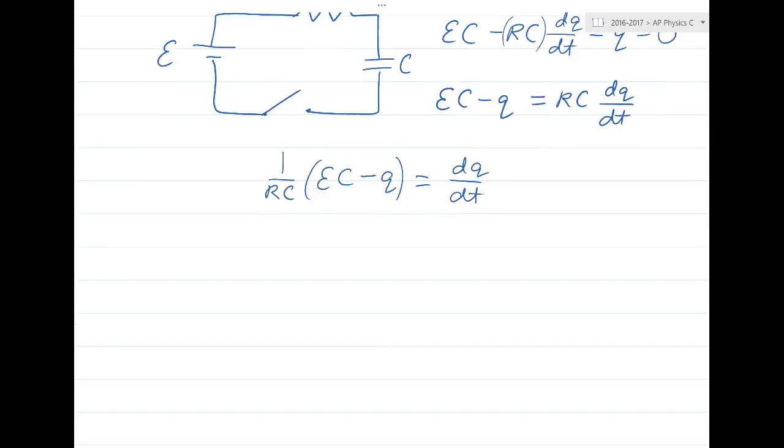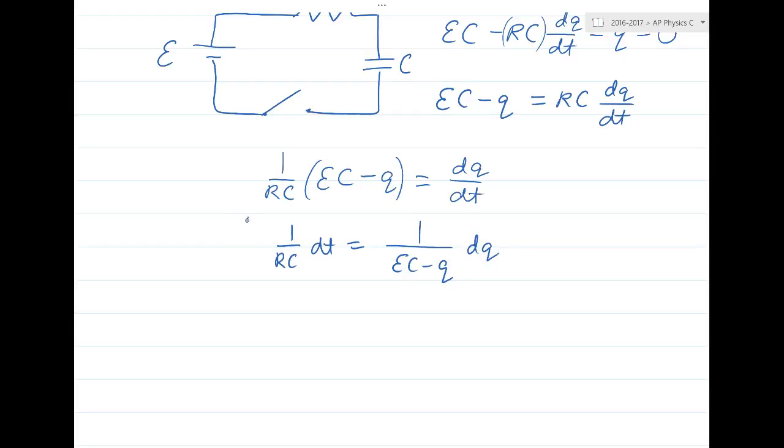Okay, now this is our differential equation. And we want to separate the dq and the dt so that we can integrate each side. So basically we're going to have 1 over RC dt is equal to 1 over EC minus Q dq.